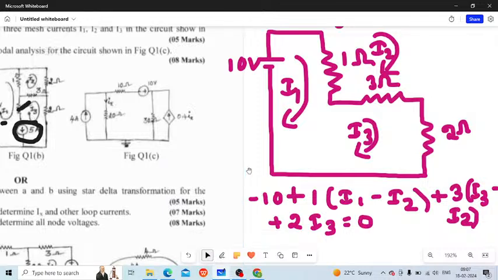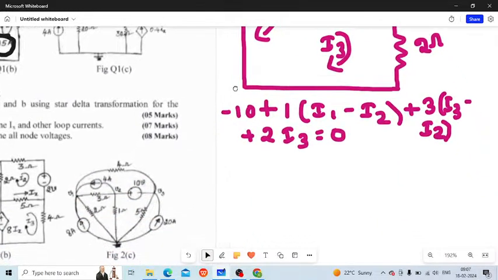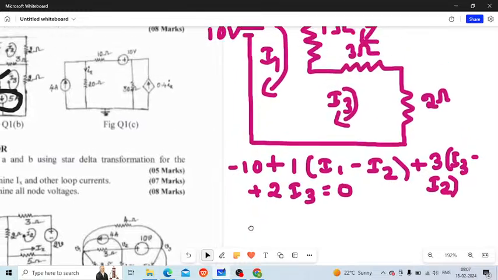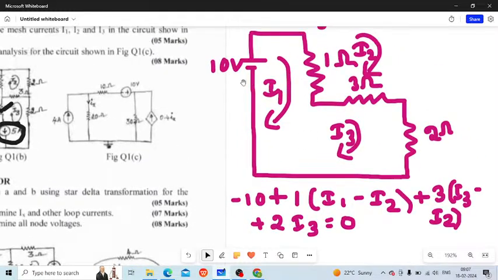So now let me move on further. Okay, I hope you got it, right? So this is negative to positive, which is negative for us, and here it is positive, resistance is always positive. First it is present in I1, then I2, so it is 1 into I1 minus I2, and here it is 3 ohm, which is present in I3 first. We are encountering I3 after I1, so it is first I3, then I2, so it is 3 into I3 minus I2, and this is plus 2 into I3, right? I hope you got it.